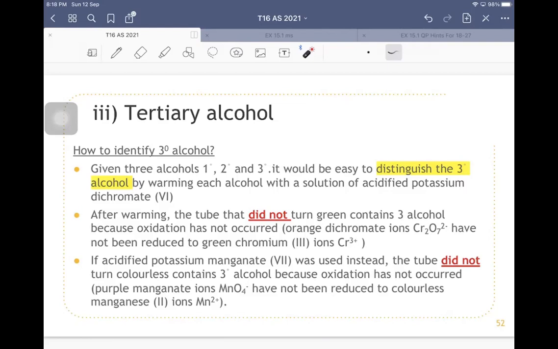Whereas if you were to add oxidizing agent to a tertiary alcohol, there wouldn't be any reaction. So you would expect your potassium dichromate to stay orange or your potassium manganate to stay purple. So from here, you are already able to eliminate the tertiary alcohol. If you are given 3 unknown alcohols and asked to identify which one is tertiary alcohol, of course, it would have to be the one that doesn't change color when added oxidizing agents.